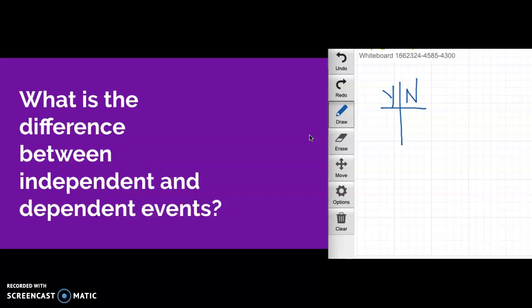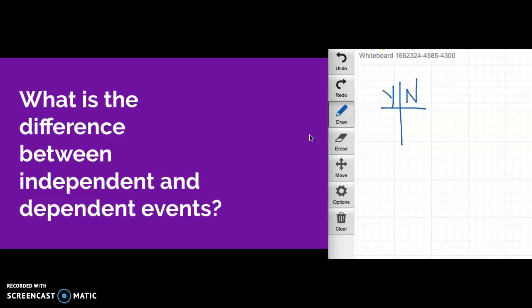Here's another question I want you to think about. What is the difference between independent and dependent events? Independent events are when the events are separate and their outcomes do not affect each other. Okay, so an example would be rolling a dice and then flipping a coin. Those have nothing to do with one another. Dependent events is when the outcome of the first event does affect the second event. Okay, so that's like we just did.